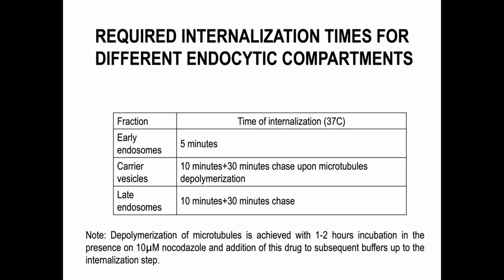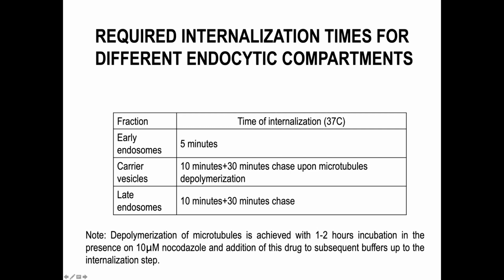But we are applying that in order to disrupt the microtubules and to accumulate these carrier vesicles. So I would have now one dish where the cells are internalized for 5 minutes, then I put them on ice, and I stop every transport. I disrupt the cells and purify the early endosomes where the ligand, for example, the labeled EGF or the horseradish peroxidase was internalized.